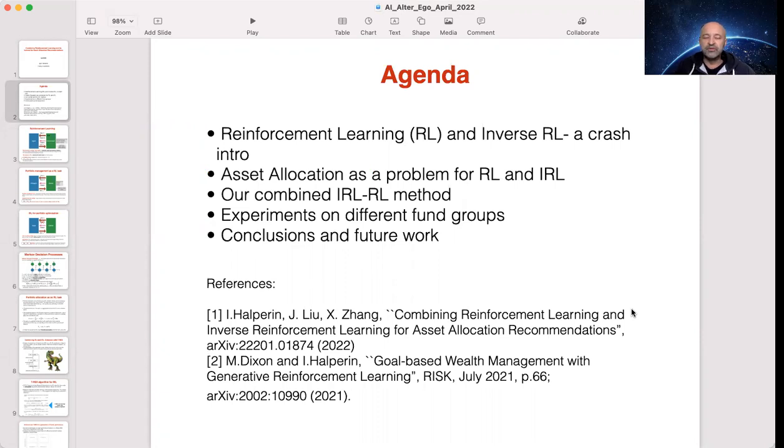And then I will present our combined IRL and RL method and show experiments on different fund groups that we conducted with our co-workers. So the results of this presentation are based on a couple of papers that we published with my co-workers here. So that's the main reference for this talk, and the theoretical foundations for the methods which are presented here are given in this second paper.